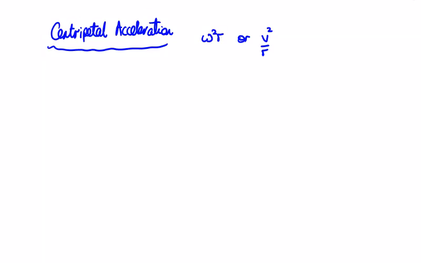So in this video we're going to look at the proof of our centripetal acceleration being w squared r or v squared over r. I know you Greek guys will be saying omega. So let's have a look. So we look at w being our angular speed.